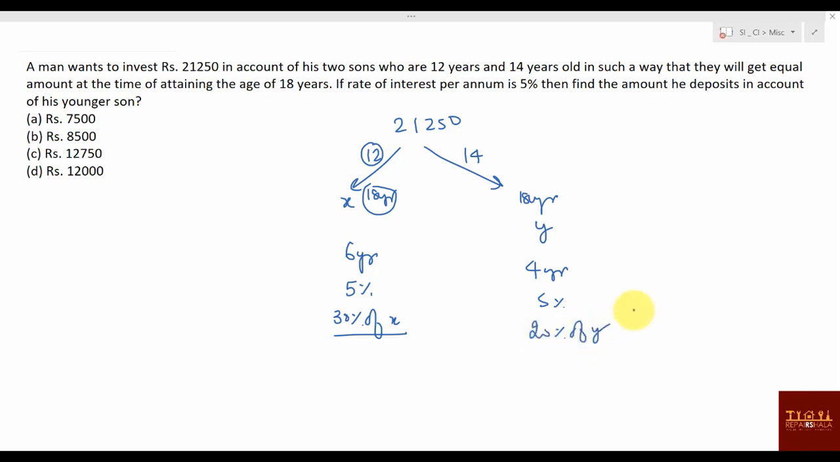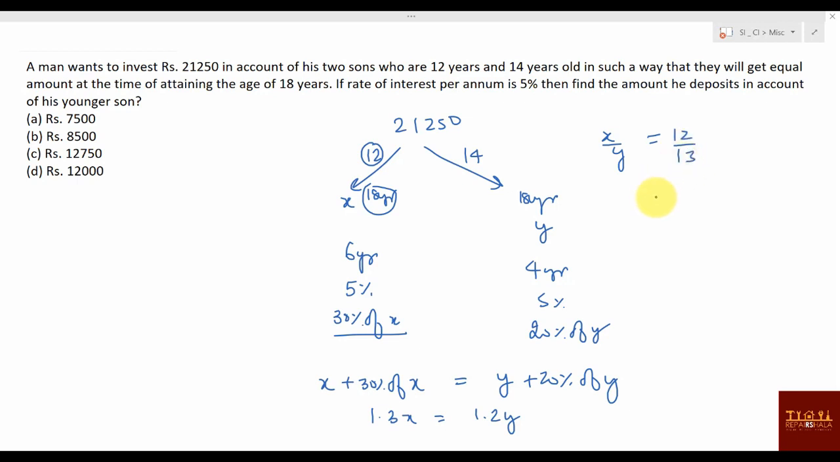of Y. They are not telling that the interest is equal. What they are telling is that the amount is equal. What will be the amount? You can say the amount will be X plus 30% of X, and it will be Y plus 20% of Y. You can say this value is 1.3x and this value is 1.2y. You can say X by Y value is 12 by 13. Or you can say 12 plus 13, 25. 25 is given as 21250.